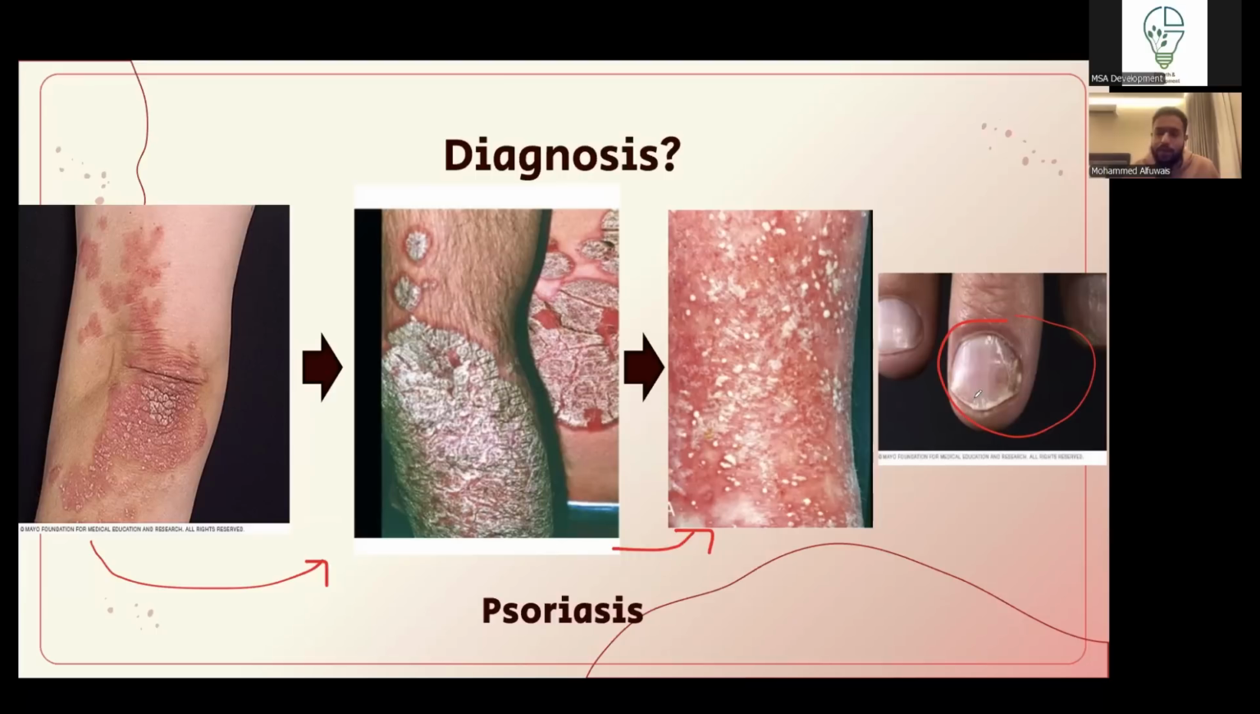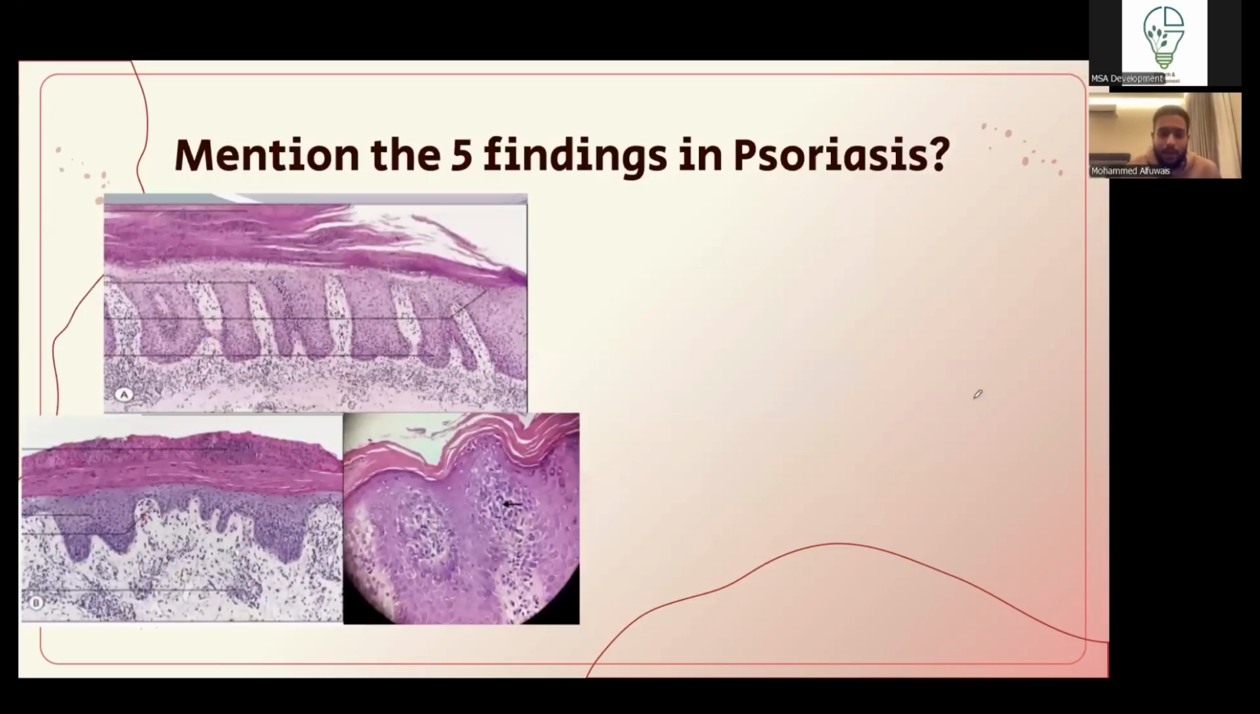Now you need to tell me what type of T cells are associated with psoriasis? T helper 17 and less associated T helper 1. T helper 1 and 17. Remember these two. If you get any immuno question, it's going to be this. T helper 1 or T helper 17 is associated with psoriasis. Now, very importantly and very high yield, you need to know the findings in psoriasis.